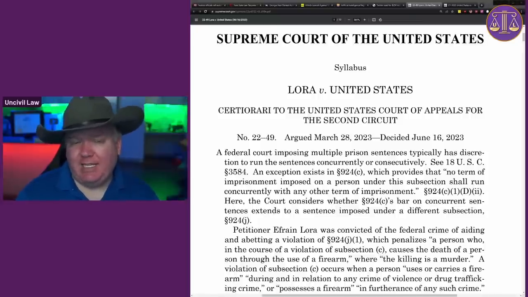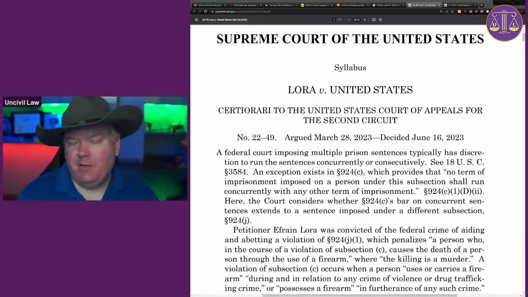They said, hey, as it relates to subsection C, do it on top, one after the other. Do add them together. 2 + 2 = 4. Do that, okay, as to that. But as to this other one, it's up to you. Do you want to say 2 + 2 = 4, or do you want to say 2 + 2 = 2? It's up to you.